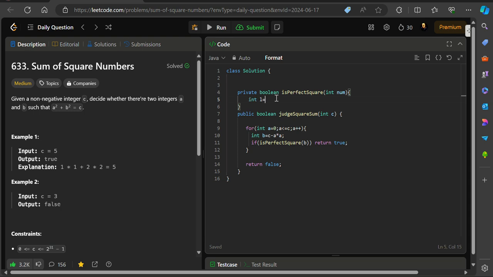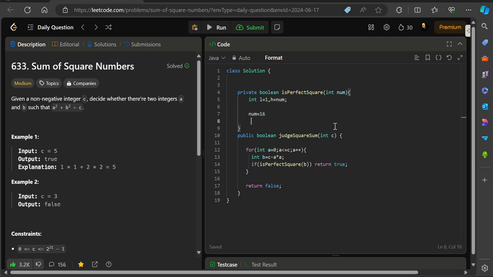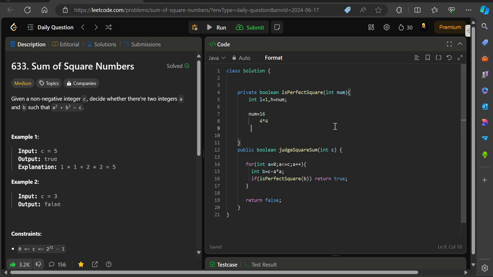Now, to calculate a perfect square can be done in order of log, in terms of logarithmic complexity. To describe how to calculate, let's say the num is 16, right? So 16 can be arrived at by 4 cross 4, right? So what we'll do is loop from L equals 1 to H equals 16.